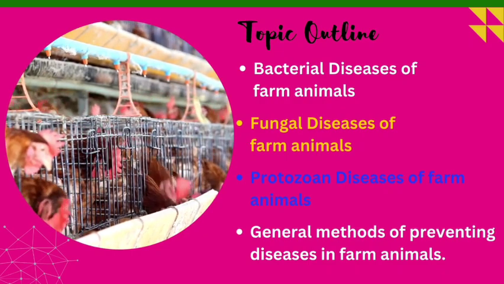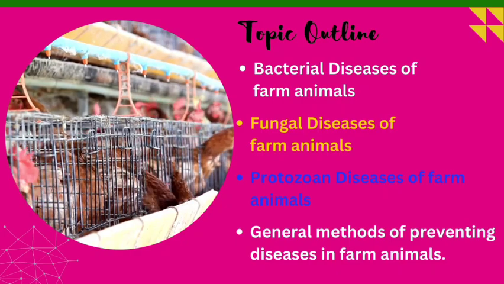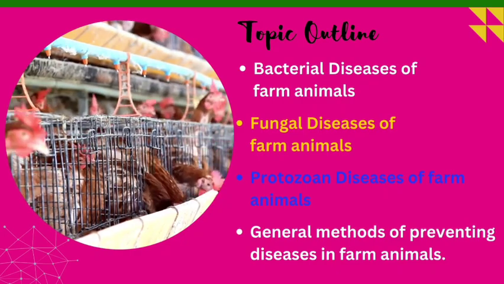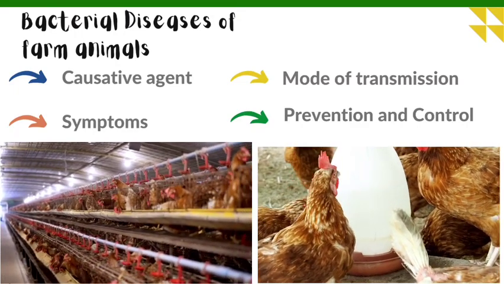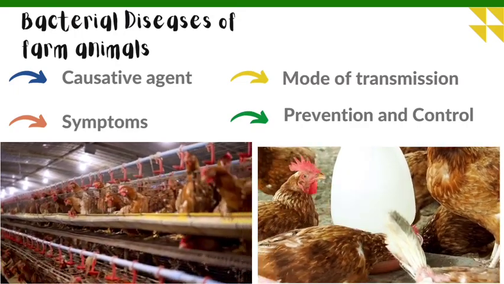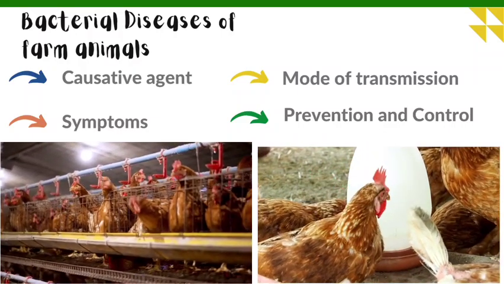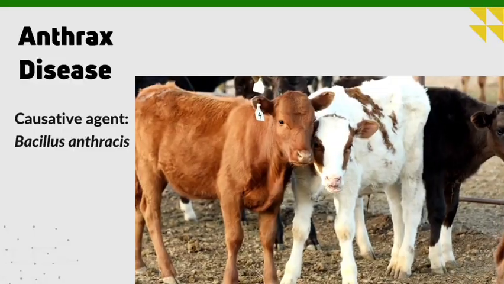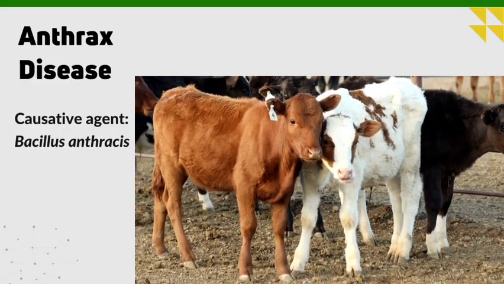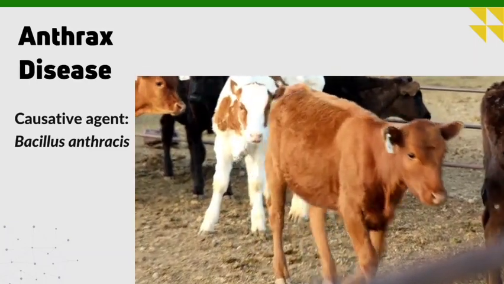So in today's topic, I'll be explaining bacterial diseases of farm animals, fungal disease of farm animals, protozoan disease of farm animals, and the general methods of controlling farm animal disease. For bacterial diseases of farm animals, we are going to be looking at the causative agents, the symptoms, the mode of transmission, and the prevention and control. So, anthrax disease.